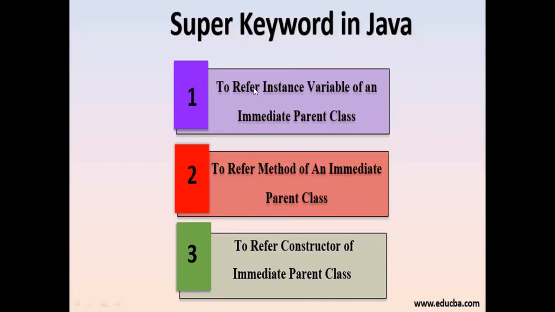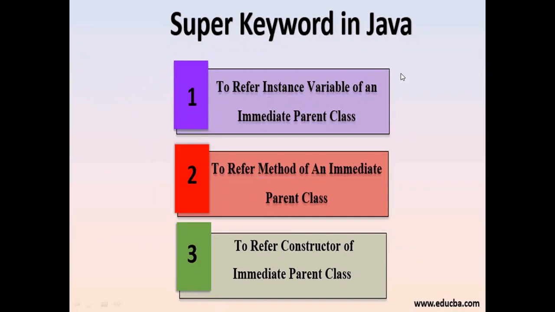So we have seen the this keyword. While discussing the this keyword, we saw the current class. If you want to access the instance variables, the methods, or the constructors of the current class, then we go for the this keyword in Java. As the this keyword is used to access current class instance variables, methods, and constructors, the super keyword is used to access the superclass variables, superclass methods, and superclass constructors.